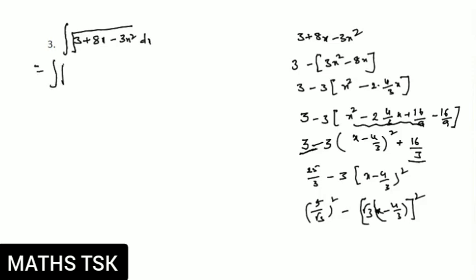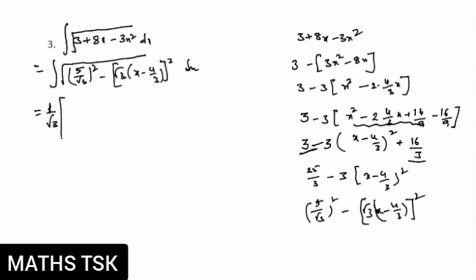integration of root of 5 by root 3 whole square minus root 3 into x minus 4 by 3 whole square into dx. This is in the form of a square minus x square. Formula is x by 2. I write in the first 1 by root 3 in order to consider this as x. So then this is in the form of a square minus x square. Answer is x by 2. X is nothing but root 3 into x minus 4 by 3. X by 2 into root of a square minus x square.